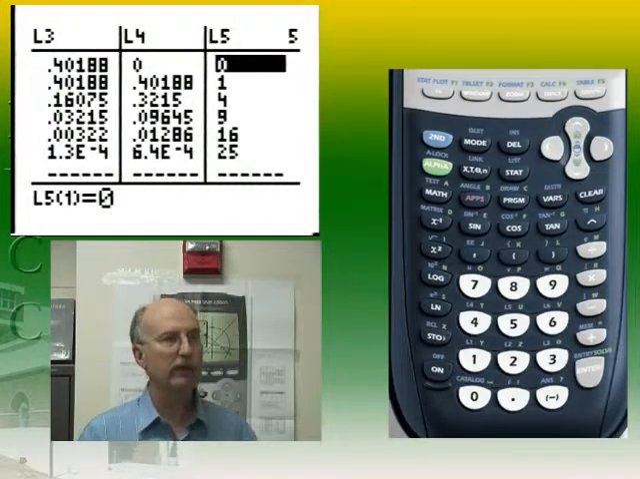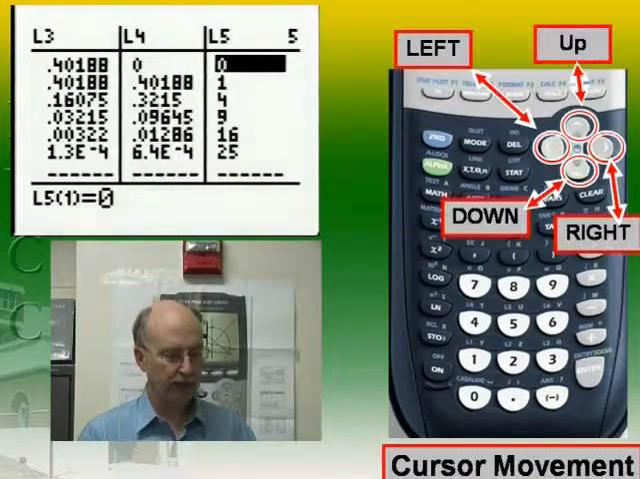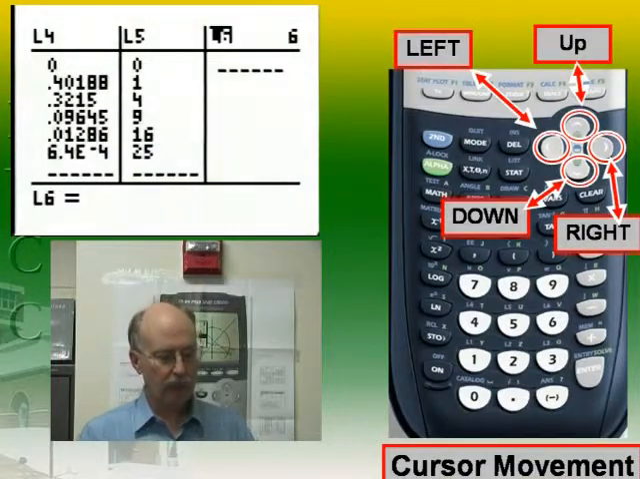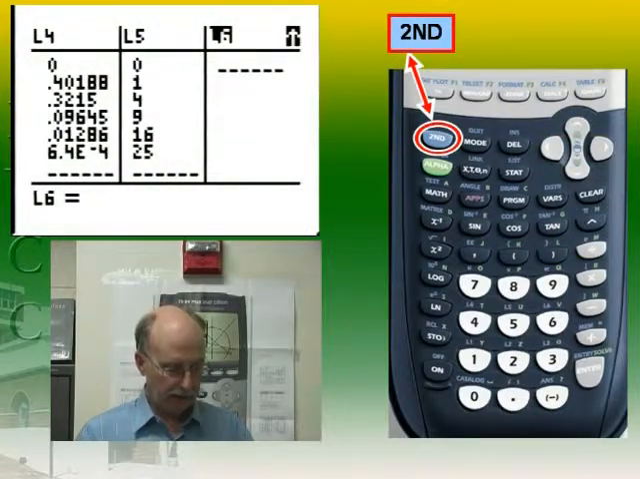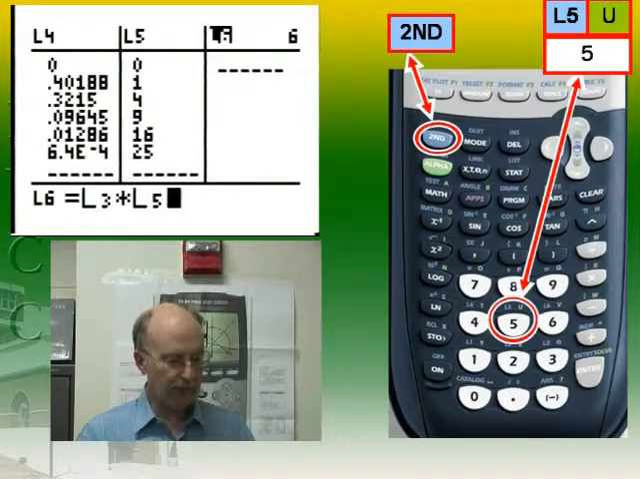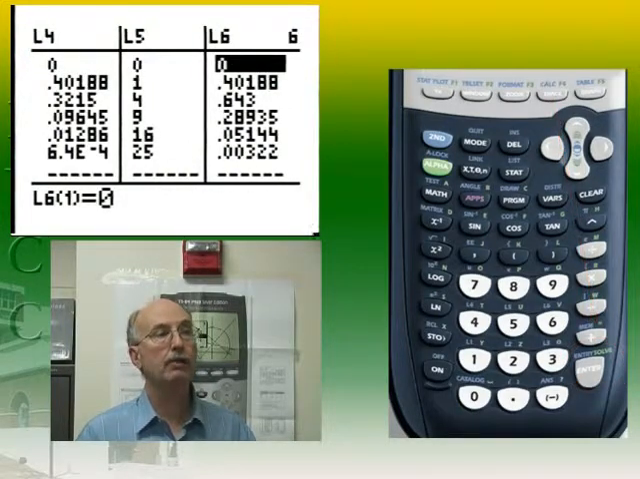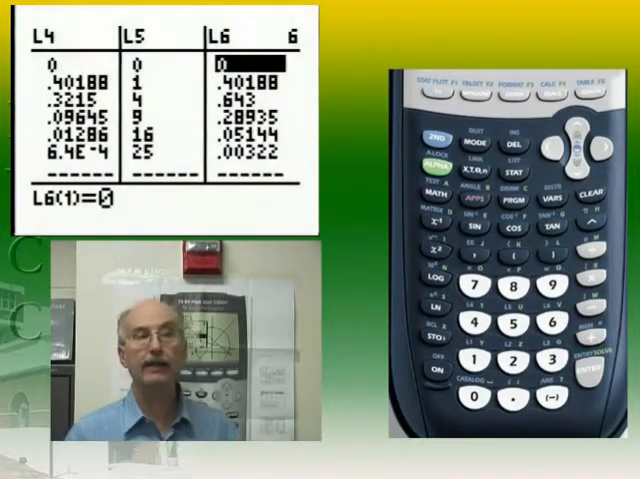etc. down the list. Now I need to take that column and multiply it by the probability of x equals x. Well, that's in column L3. So in column L6, I'm going to hit second L3 times second L5. Now I've got the product of x squared times p of x equals x. What I need to do is add that up now.